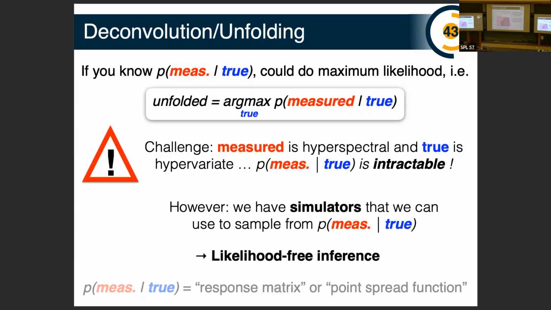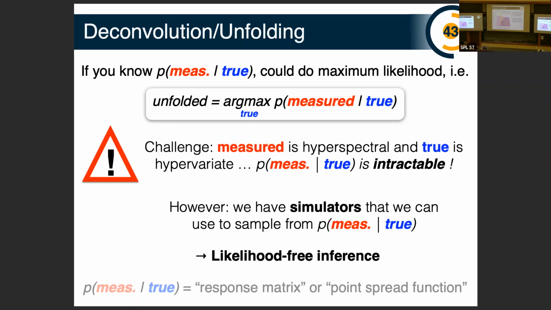The answer is that even though we can't write down P of measured given true, I can sample from P of measured given true. This is the whole point of a simulator. I can run what people in machine learning call the forward model. There's a whole area of machine learning, at the intersection of machine learning and physics, called likelihood-free inference. I want to do something like maximum likelihood estimation without ever being able to write down the likelihood, which might sound impossible, but let me give you a sense of how this can be done.